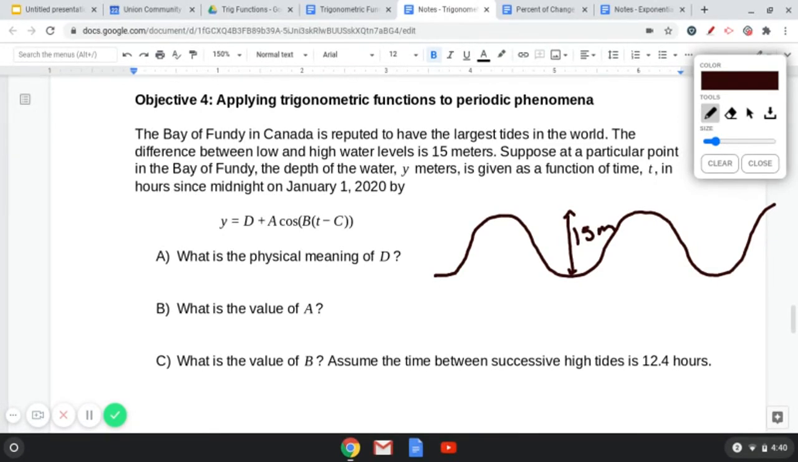All right, let's actually start with A. What is the value of A? A, right here, which is the amplitude, which is the distance between a peak and then the midpoint. So that's literally just 15 divided by 2, which is 7.5, because this is the amplitude.